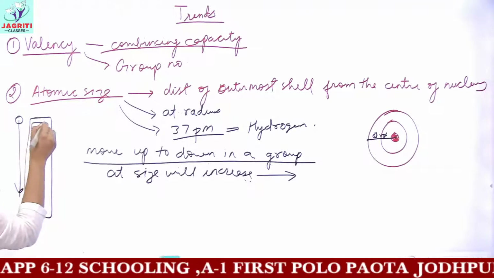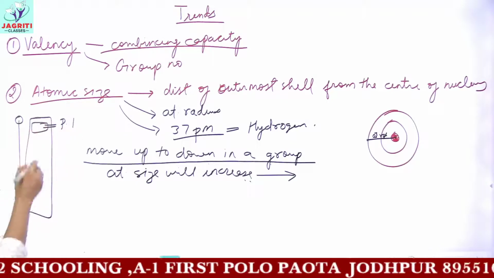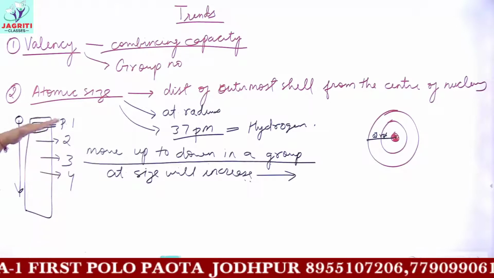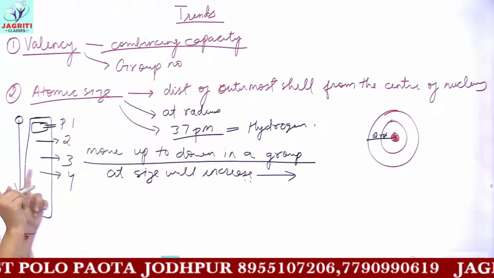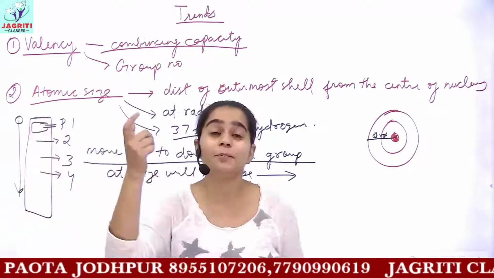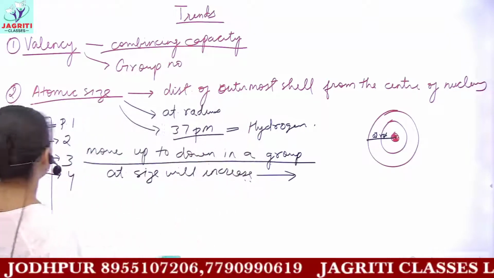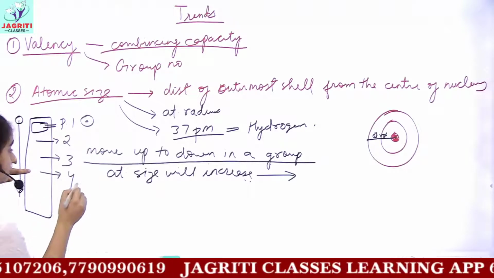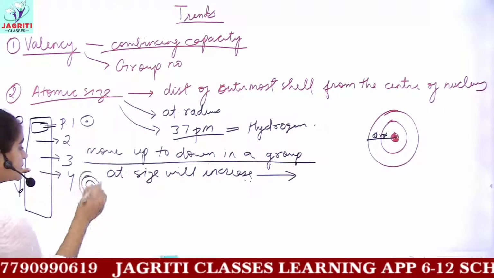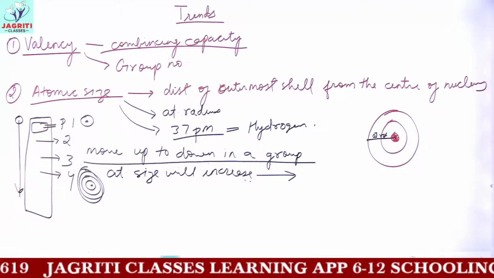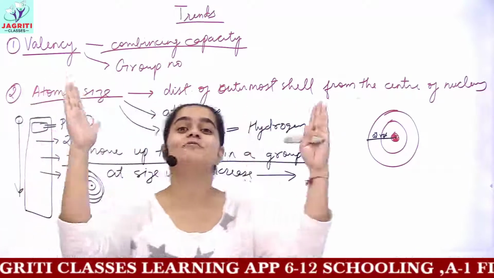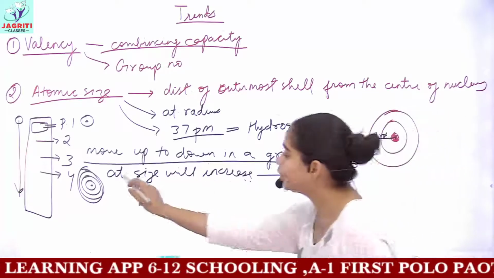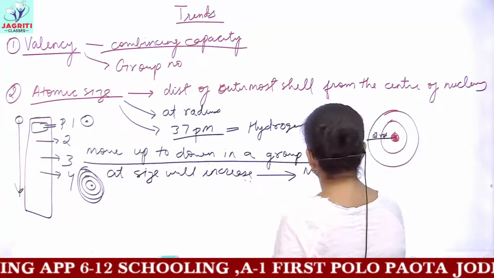This element coming here would belong to period 1, the next will belong to period 2, and further we know that the number of periods would increase. And as I have already told you, the number of periods tells you the number of shells. So the element in the first period will have only 1 shell, but the element in the fourth period will have 4 shells. So now you can easily see, as the number of shells increases, the size of the atom also enlarges. So if I move up to down in a group, atomic size increases because the number of shells increases.